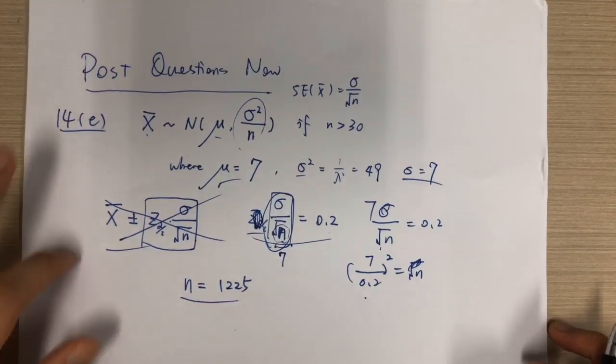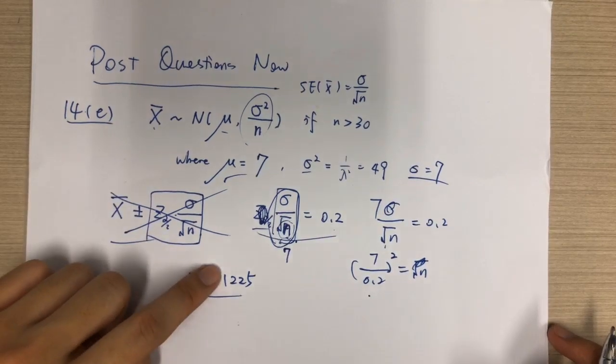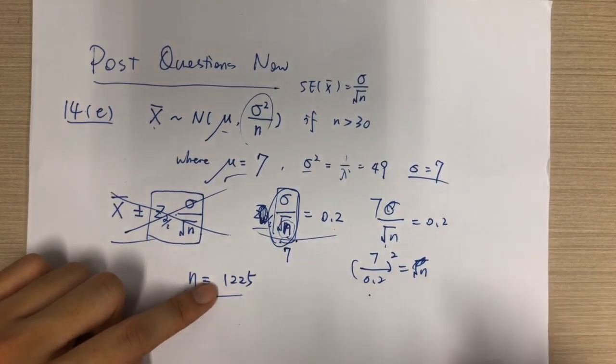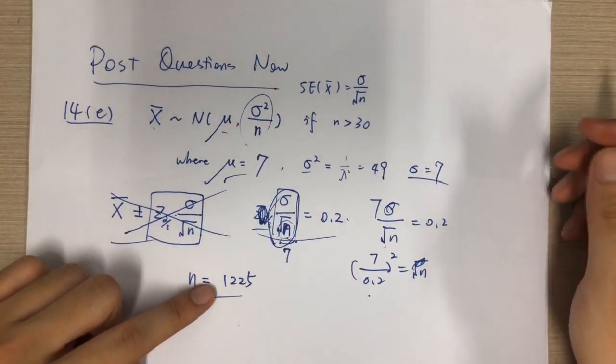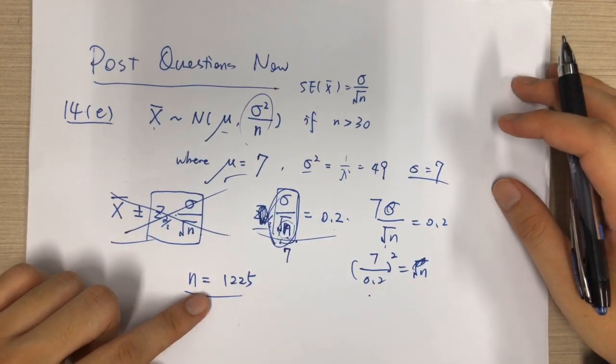So for question 14E, I think the sample size should be 1225 to keep the standard error equal to 0.2. Okay, any other questions?